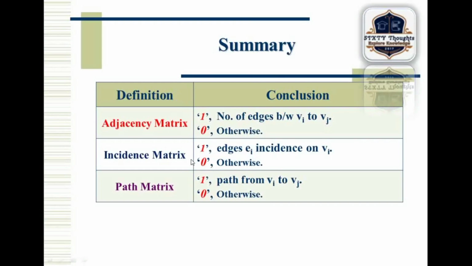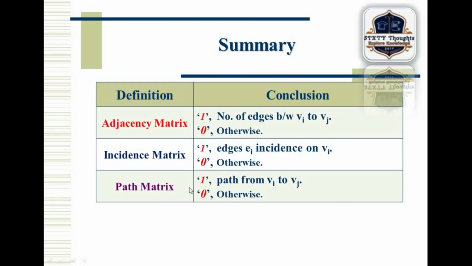What is meant by incident matrix? Incident matrix is nothing but this: if any edge is incident on a particular vertex vi, that means if any edge is connected to a particular vertex, then we assign the value 1, otherwise 0.